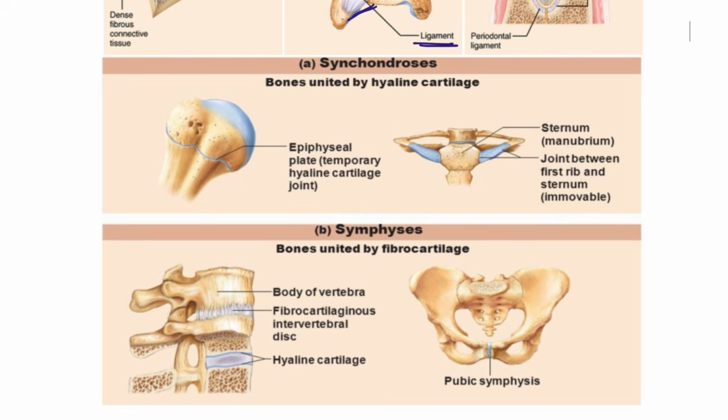Next, moving on to the cartilaginous joints. This is the primary type of cartilaginous joint, and this is the secondary type. Primary cartilaginous joints are known as synchondrosis. Examples are the epiphyseal plate of the growth physis, and also the sternomanubrial joint, especially at the first rib and the sternum.